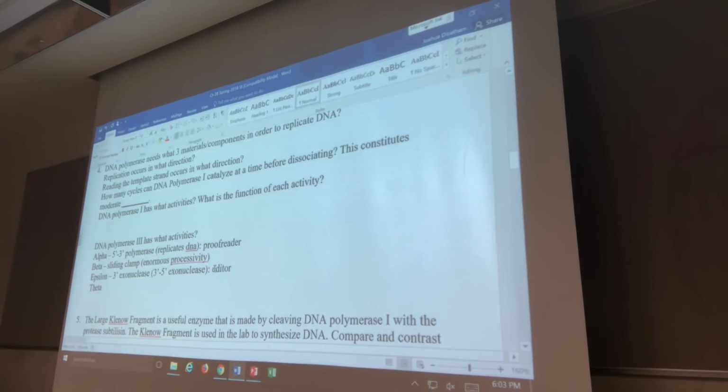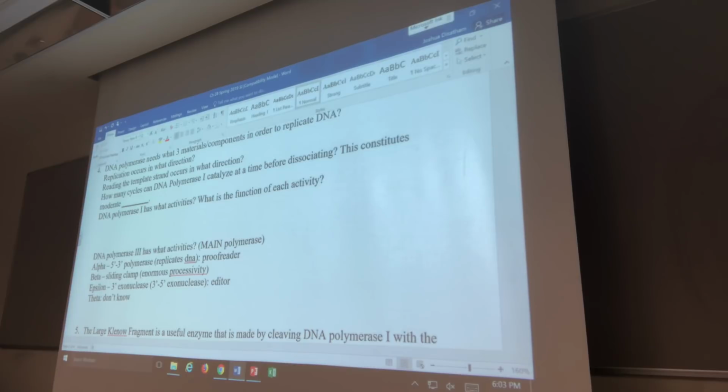Then, however, it doesn't have the ability to remove the incorrectly added nucleotide. So it has to communicate with the epsilon subunit, which will actually remove the incorrectly added nucleotide. So that's why epsilon is the editor. Theta, we don't know what it does. All right, and that's it for DNA polymerase 3. Oh yeah, it is also your main polymerase, right? It's the one that makes most of your DNA in prokaryotes.